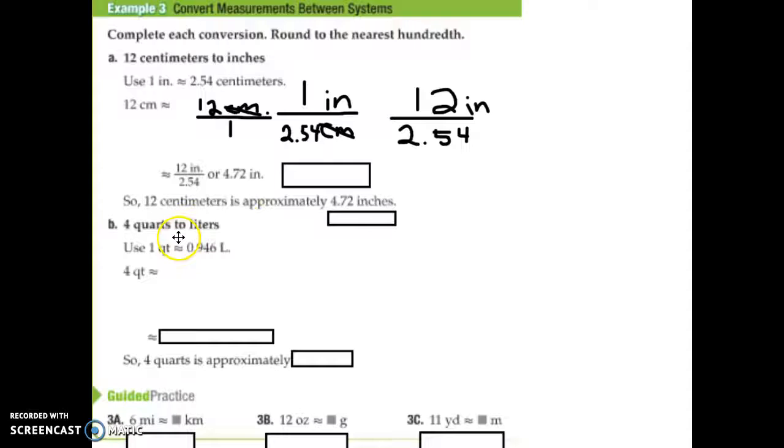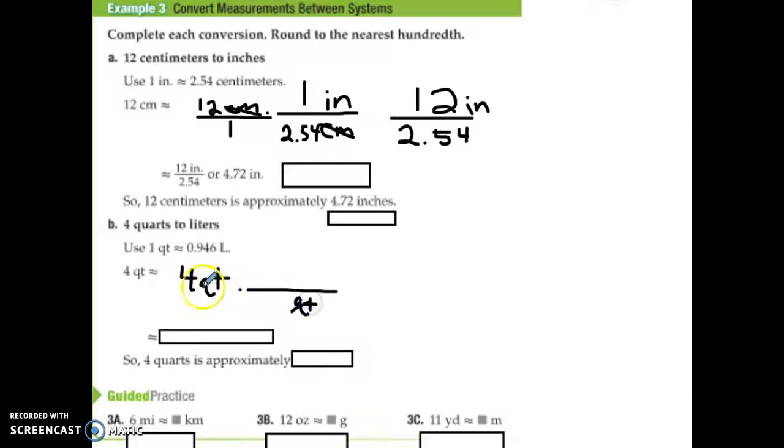Okay, same thing for capacity. If I want to go from quarts to liters, okay. Again, customary to metric. 1 quart is about this many liters. So 4 quarts is what I start with. Quarts is on top. Where do I want to put it in my fraction? Well, I got to put it on the bottom of my fraction.